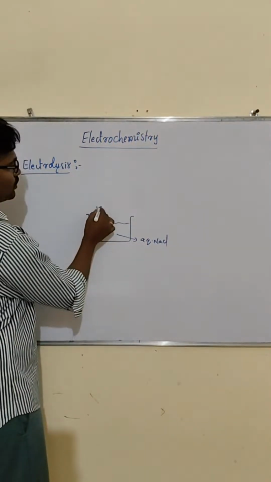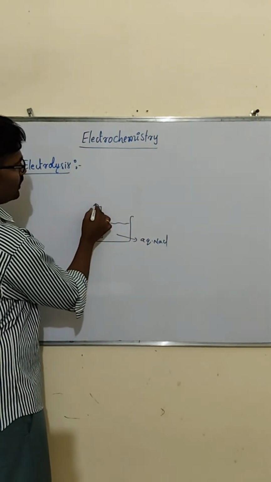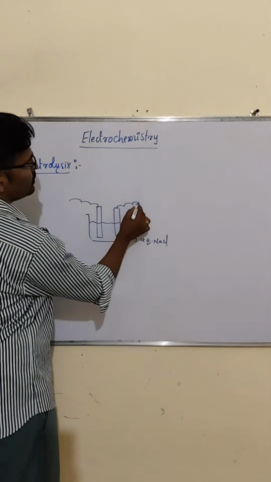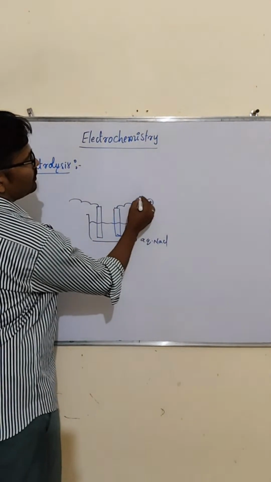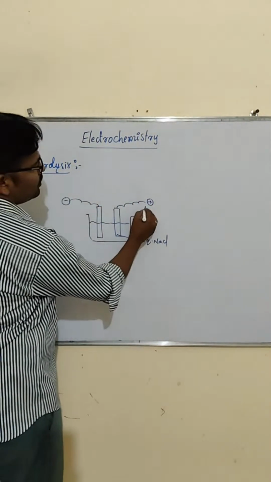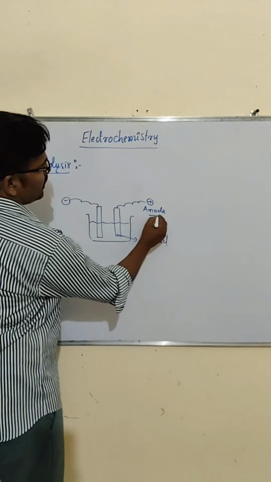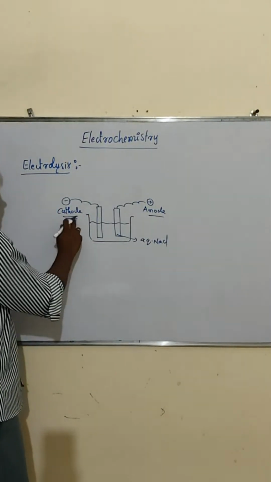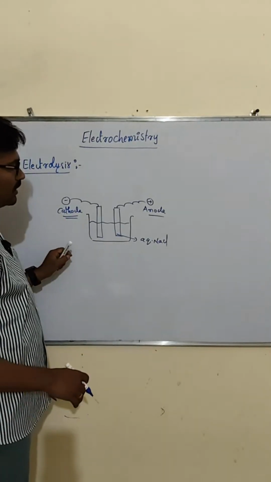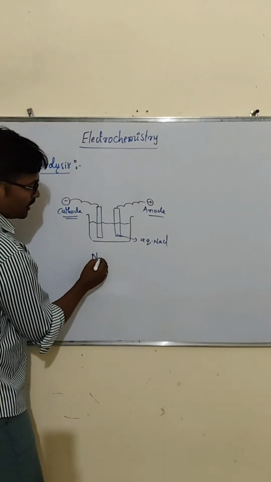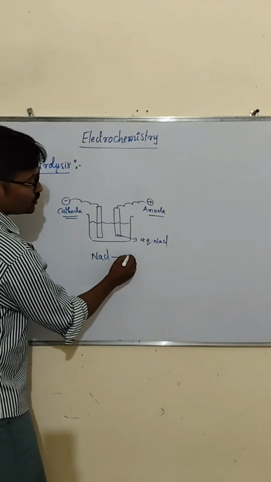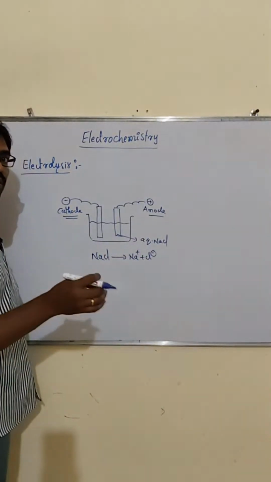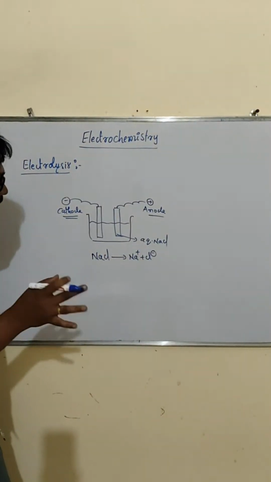Here two electrodes we have taken. One is anode, one more is cathode. Anode has positive charge, and cathode has negative charge. By passing electricity through it, the aqueous solution can be decomposed. NaCl can be dissociated into Na plus and Cl minus, and also deposit the chemical substances at their electrodes.